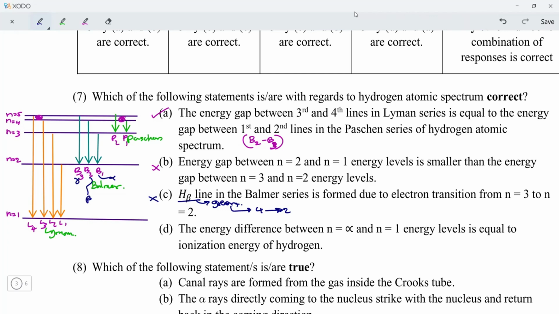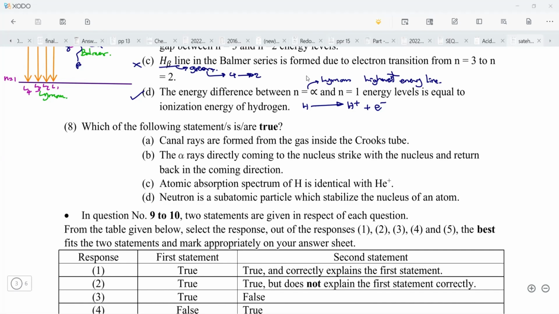And D, the energy difference between the infinite and first energy level. The infinite energy level is actually the ionization energy. It's true, because when you do ionization, you are removing the single electron that hydrogen has, pushing that electron until it reaches the infinite energy level. So the energy gap between infinite and first is represented by the highest frequency line possible in the emission spectrum, which belongs to the Lyman series, Lyman's highest energy line. Now let's discuss question number 8. Which of the following statements are true?